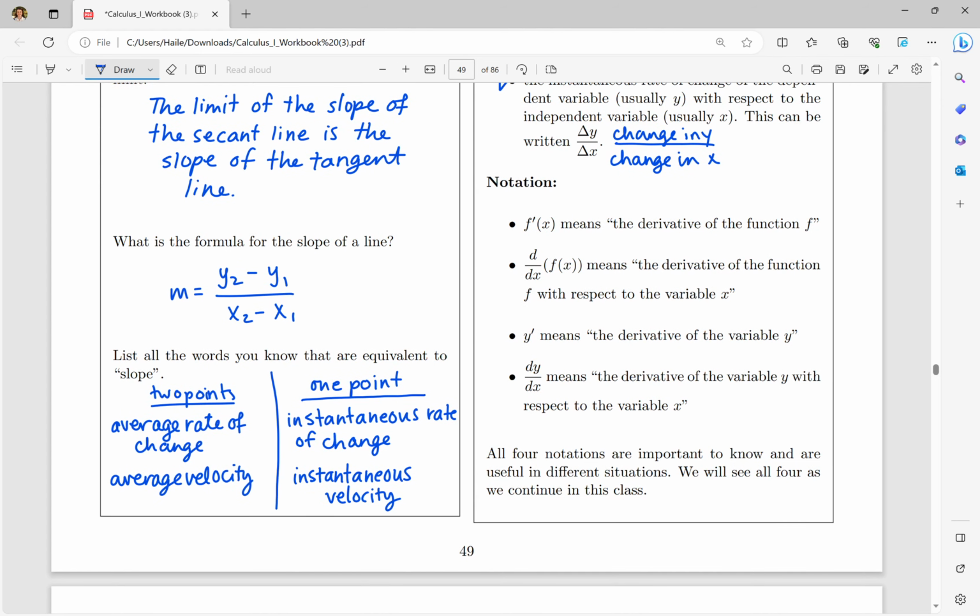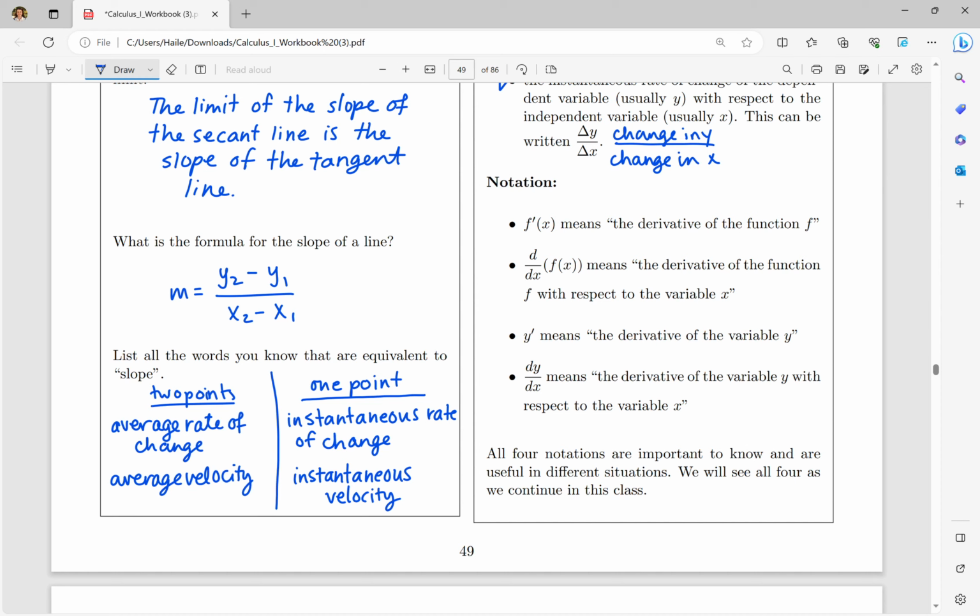We also have d dx of f of x. So here we mean the derivative of the function f with respect to the variable x. It's similar to the first one, except now we also care about which variable we're taking the derivative with respect to. We also have y prime, and this is probably the notation with the least amount of information, but we'll still use it sometimes. This is saying the derivative of the variable y. Here we're not even using function notation. We're just assuming that we have y equal to some function of x, and we're taking the derivative of whatever variable is in there.